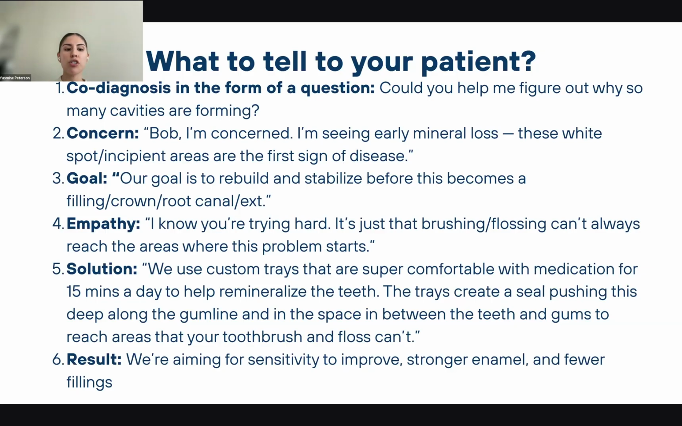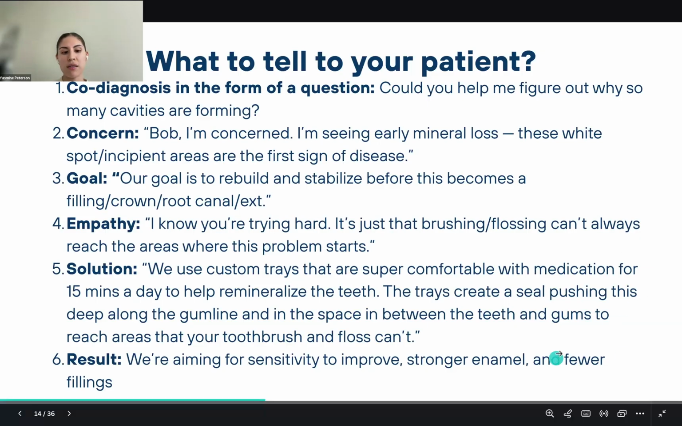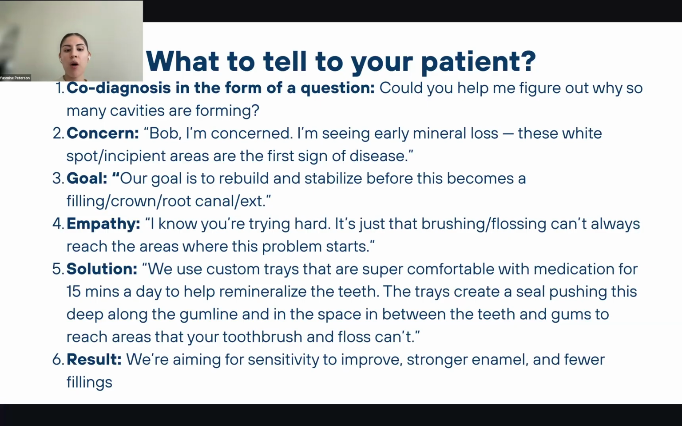The trays create a seal, pushing this deep along the gum line and in the space in between the teeth and gums to reach areas that your toothbrush and floss can't. So constantly reminding them that even though they could be doing everything at home, sometimes even the best brushers and flossers, there's areas that we miss. And so letting them know also what the result will be. We're aiming for sensitivity to improve, stronger enamel, and fewer fillings.